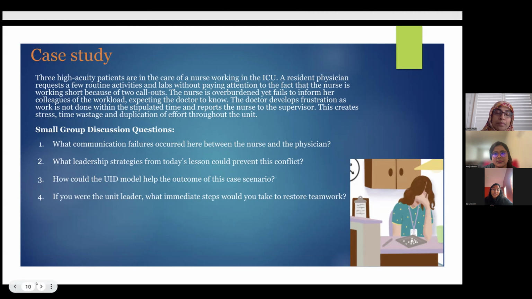This activity will give participants an opportunity to apply leadership principles to a realistic workplace situation, and a common one at that, and reflect on how these strategies can improve communication, collaboration, and resource management on their own units in their workplaces. Next slide.